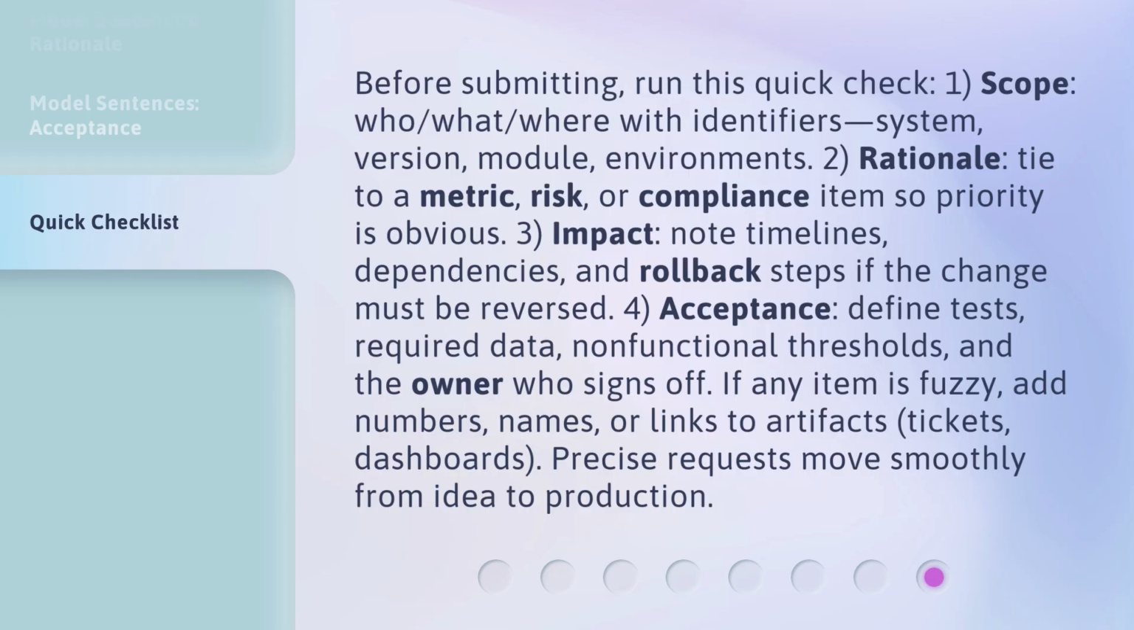4. Acceptance: define tests, required data, non-functional thresholds, and the owner who signs off. If any item is fuzzy, add numbers, names, or links to artifacts, tickets, dashboards. Precise requests move smoothly from idea to production.